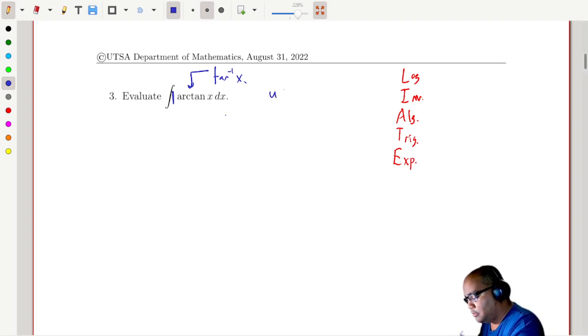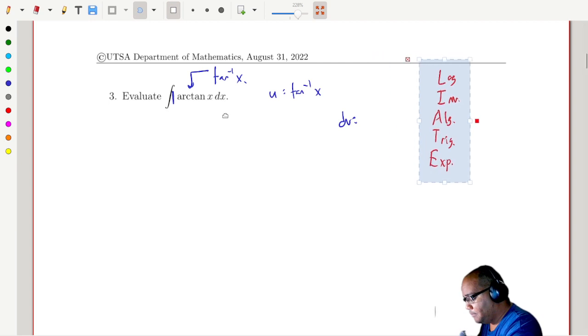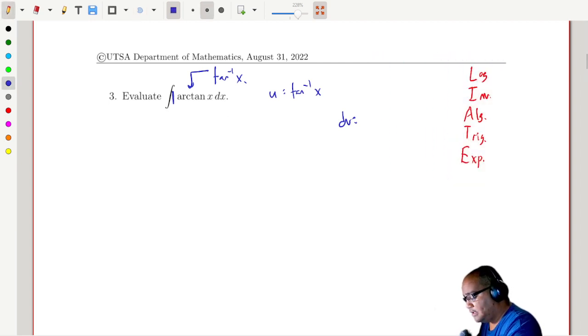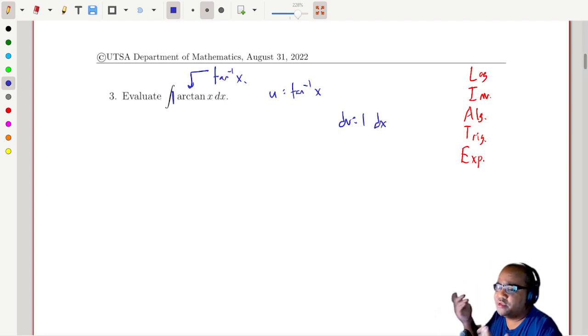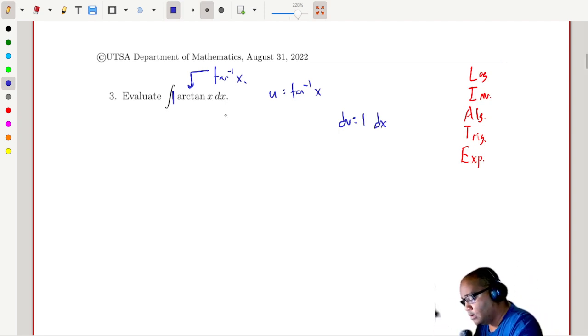So we're going to build our table here. u is equal to arctan x. dv is equal to the rest, 1 dx. We saw this when we integrated the natural logarithm. Now complete the table. du is equal to the derivative of arctan, which is 1 over 1 plus x squared dx. Same thing. And then v is equal to x.